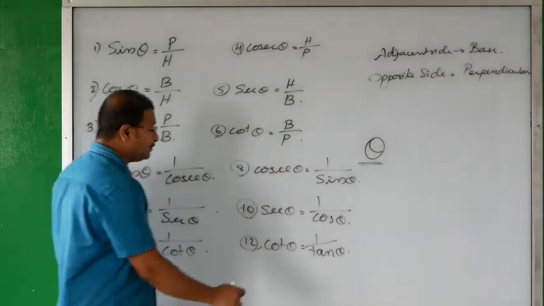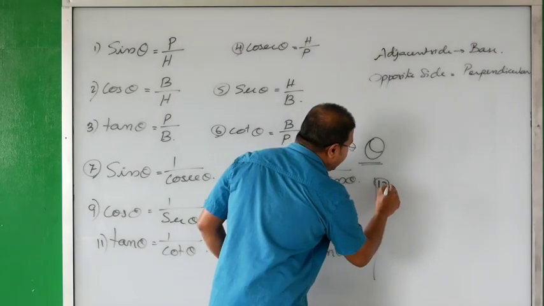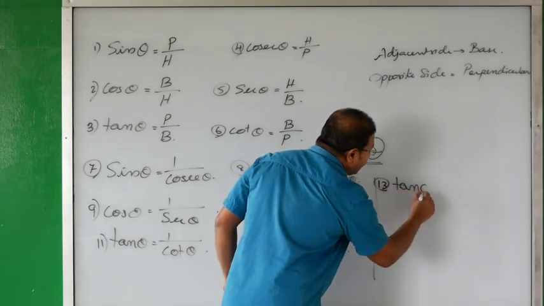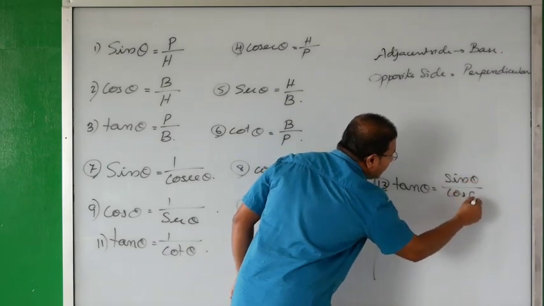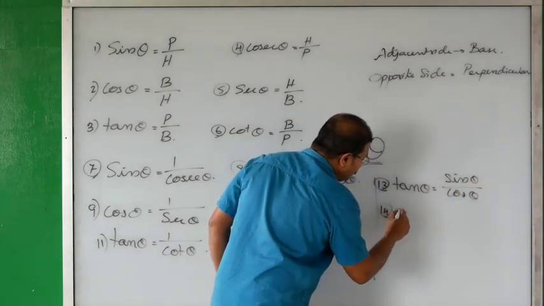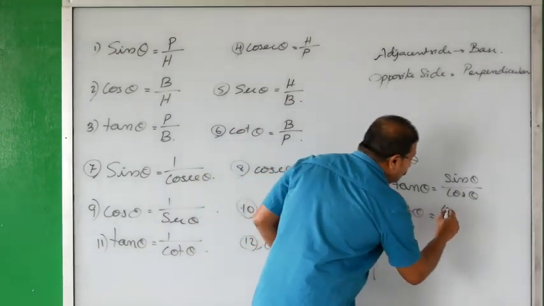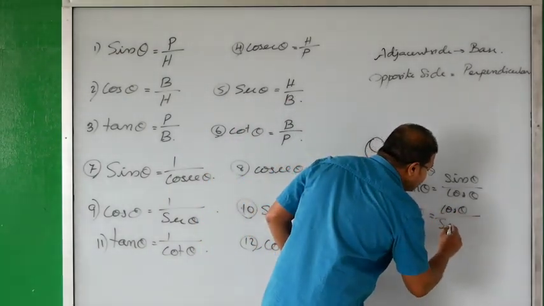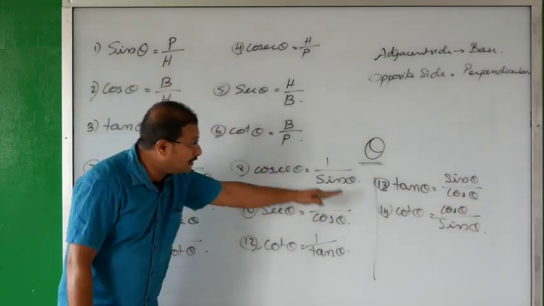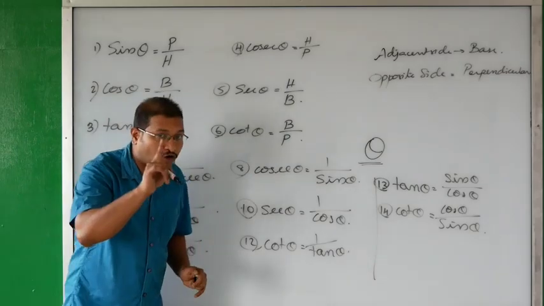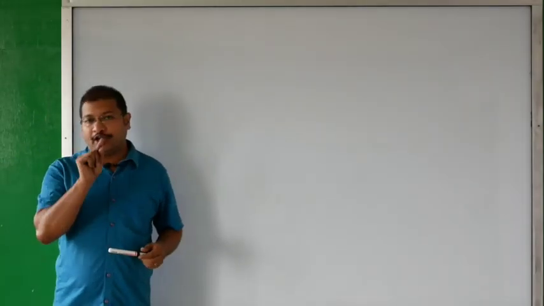Two more we'll keep. 12 we got. 13, I'm writing here: tan theta equals sine theta by cos theta. 14: cot theta equals cos theta by sine theta. Careful. You need to learn by heart till this 14. And if you are not learning them by heart, you can't continue the balance. A few points you have to keep in mind.